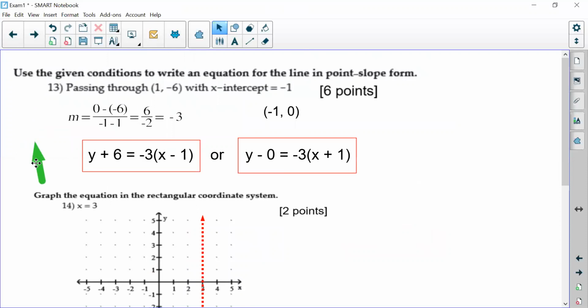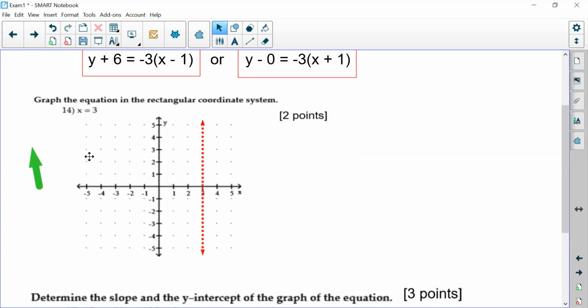Number 13: Write an equation of a line in point slope form that goes through (1, -6) and with this x-intercept. Well, if the x-intercept is -1, that's another ordered pair, namely (-1, 0). So you have 2 ordered pairs again. So this is really similar to number 12. You can use these 2 ordered pairs to find the slope, which in this case is -3, and then you have 2 options as to what point you want to use for your point slope form. So either one of these was full credit.